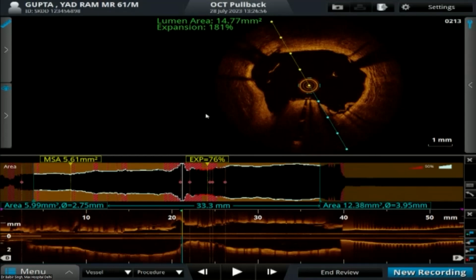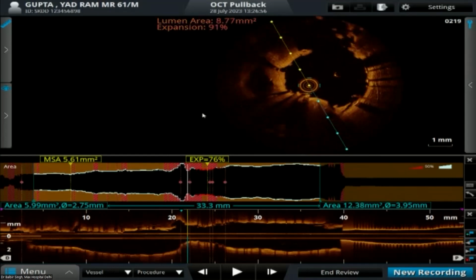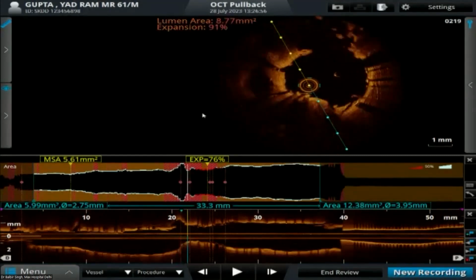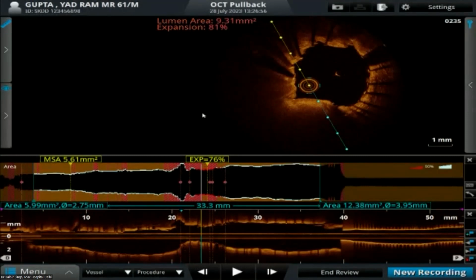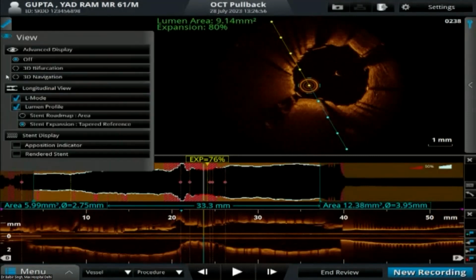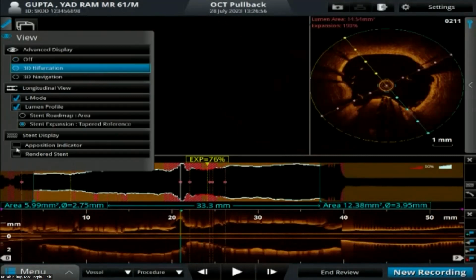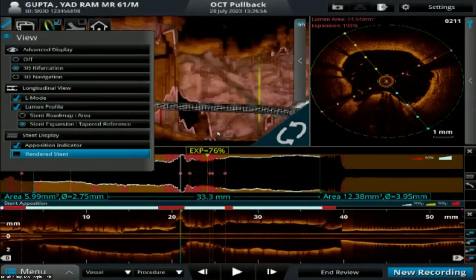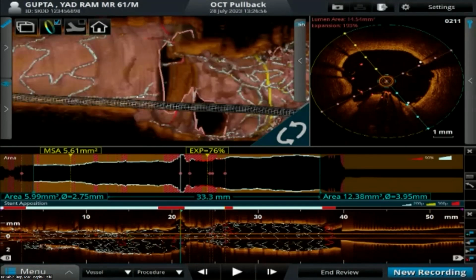This is at the bifurcation, and this is exactly what we saw on the pre-images. And we go now to the left main, go down. We show the circ ostium also, the 3D bifurcation of the circ ostium. And it is nicely open. Please show the 3D bifurcation. Go further down. So this is the circ ostium.